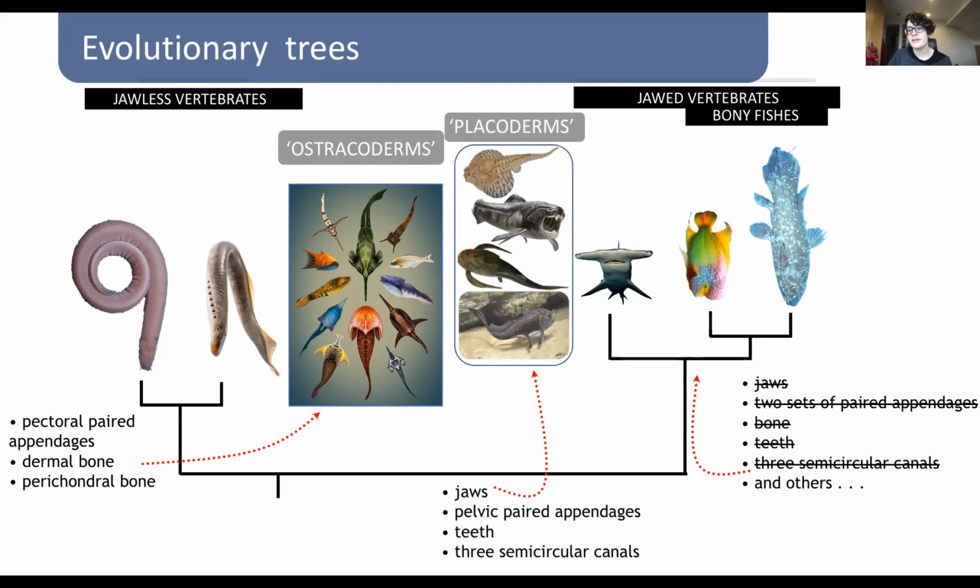And Placoderms are a really diverse group of fish that lived around 440 to 360 million years ago. They had a very diverse range of body plans, and perhaps the most famous of them is this super predator here, this animal called Dunkleosteus, which would have grown to about 9 meters in length. And Placoderms are the first group of animals to evolve features such as jaws, paired pelvic appendages, teeth, and also 3 semicircular canals in the inner ear.